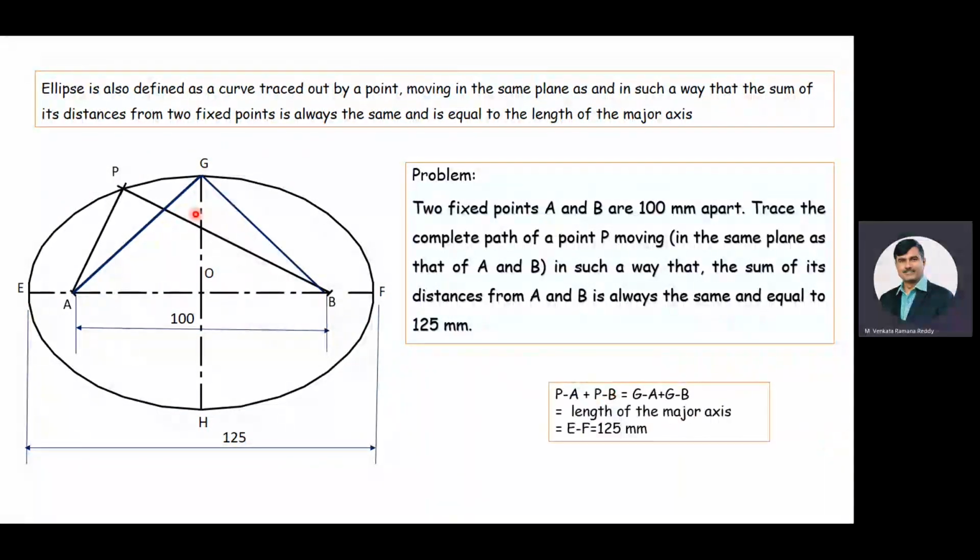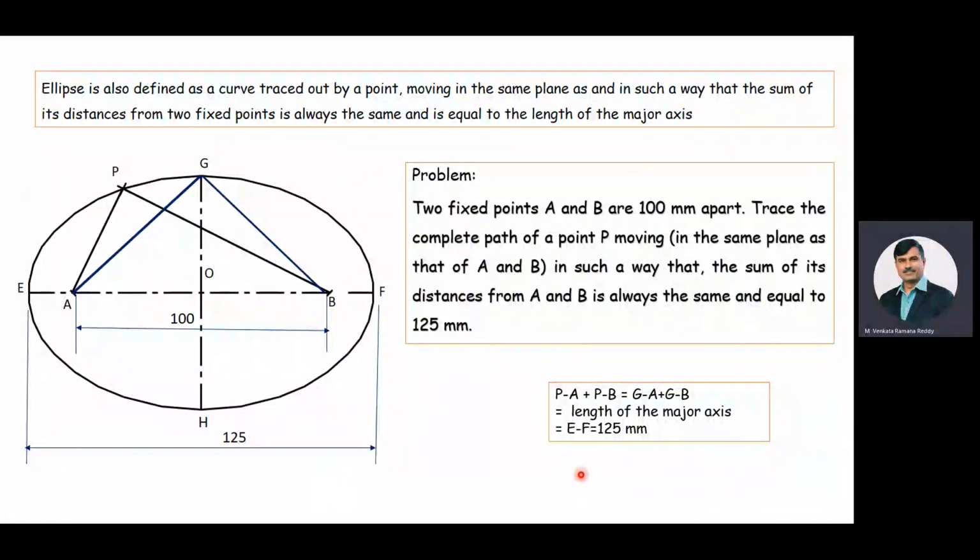That is, the sum of the distances of the point P from two fixed points, say A and B, that is P to A as well as P to B, is equal to the length of the major axis, that is E to F, which is equal to 125 mm. Also, the sum of the distances of G from the two fixed points A and B, that is G to A plus G to B, is equal to the length of the major axis, which is equal to EF, which is equal to 125 mm.